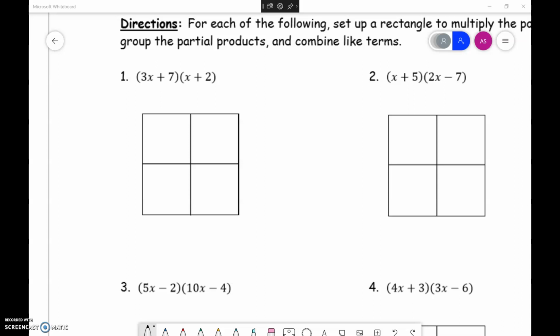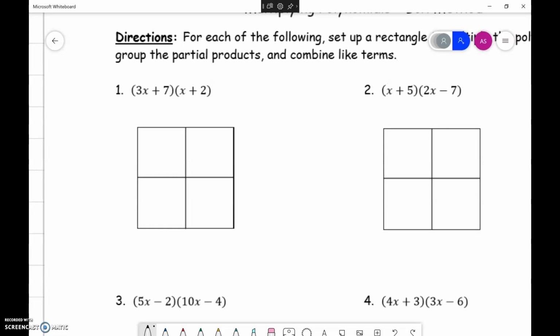All right, today we're going to be multiplying polynomials using the box method, okay? So number one says we're doing 3x plus 7 times x plus 2. So what's happening here is I'm multiplying a binomial times a binomial. So I have a 2 by 2 box.